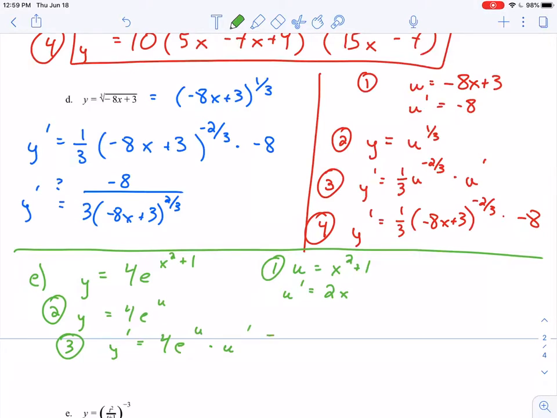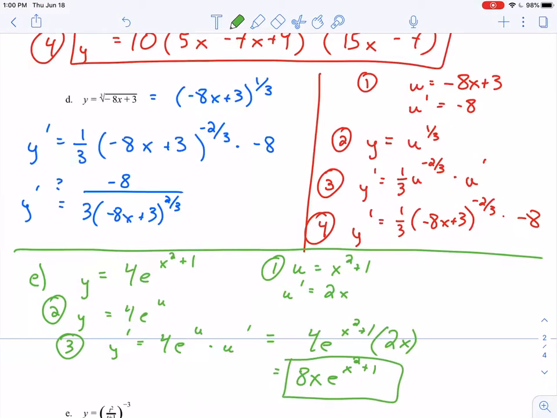So on my fourth step, let's just continue on here. This is 4 times e to the u. Instead of u, I'm going to rewrite this as x squared plus 1 times my u prime, that is 2x, which if I wanted to, I could multiply 4 and 2x. Since they're both monomials, I would say 8x e to the x squared plus 1. So I just wanted to do one quick example involving an exponential as well.